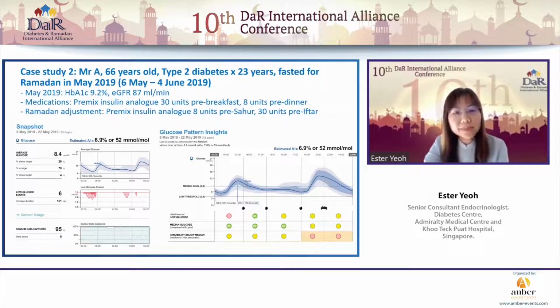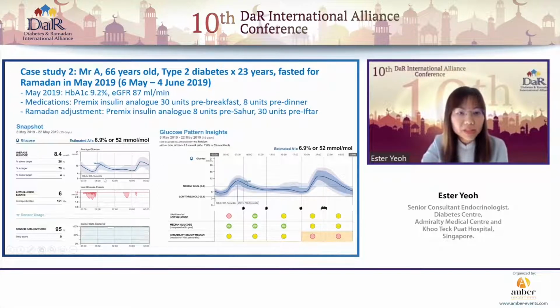For Ramadan adjustment, the physician just swapped it over to premixed insulin analog, 8 units pre-sahur and 30 units pre-iftar. And this is because the physician felt that the baseline control was not so good and he was being enrolled into this particular study. So he was brought back within a week of wearing the sensor in order to be able to adjust his insulin therapy further if needed.